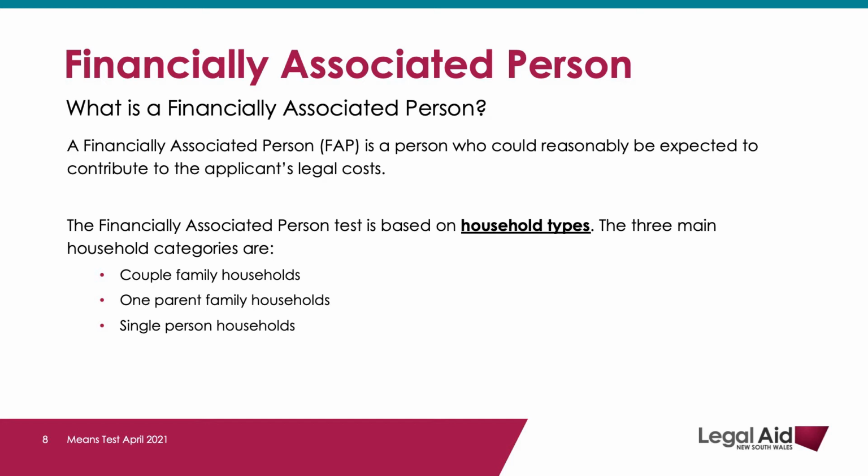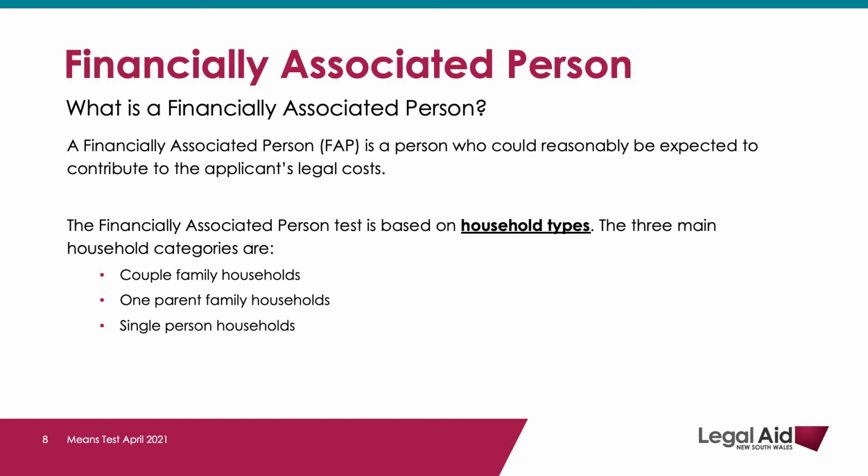There can be multiple household types living under the same roof. For example, we consider adult children living at home to be independent for the purposes of our means test. If a 30-year-old male applies for legal aid and lives with his parents in the family home, we would consider there to be 2 households living under the same roof. The son is a single person household, and the parents are a couple family household. The parent's income and assets would not be considered when determining the 30-year-old's application for legal aid.